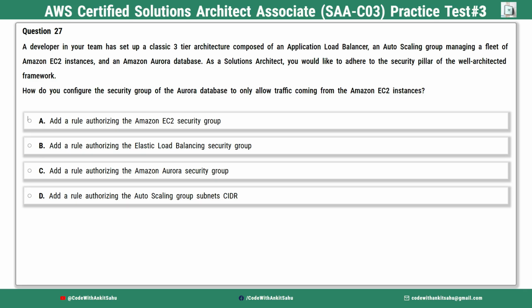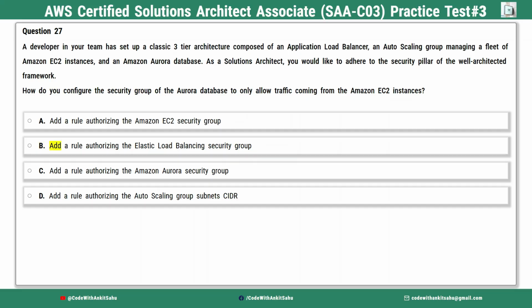Question 27. A developer in your team has set up a classic 3-tier architecture composed of an application load balancer, an auto-scaling group managing a fleet of Amazon EC2 instances, and an Amazon Aurora database. As a solutions architect, you would like to adhere to the security pillar of the well-architected framework. How do you configure the security group of the Aurora database to only allow traffic coming from the Amazon EC2 instances? Option A. Add a rule authorizing the Amazon EC2 security group.